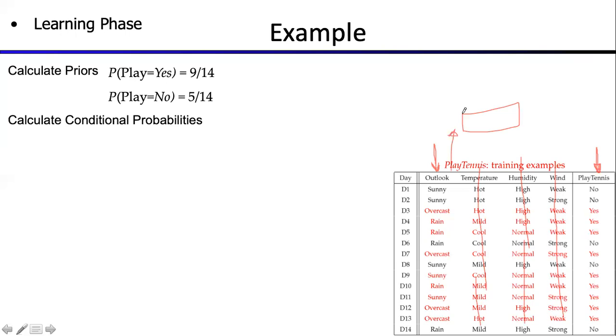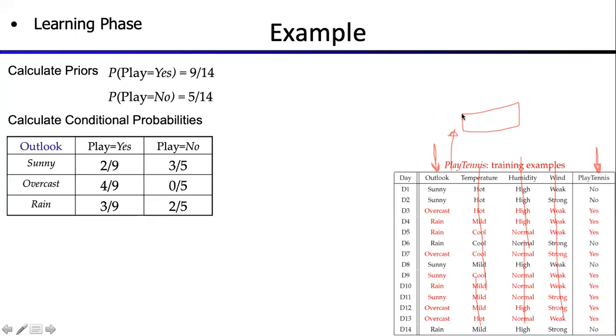Okay, and the subtable of this outlook would look something like this. Okay, you can easily find out how many times in outlook sunny play is there and no play is there, in overcast how many times yes and how many times no, and in rain how many times yes and how many times no.